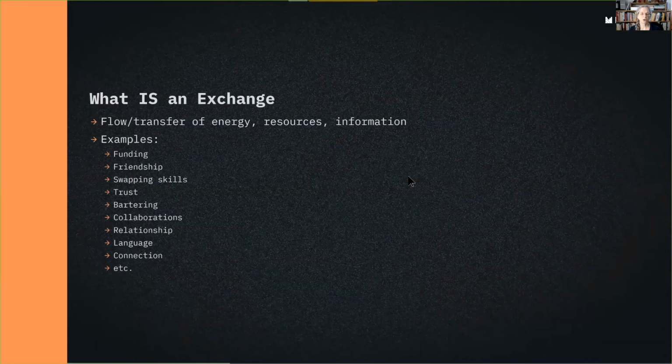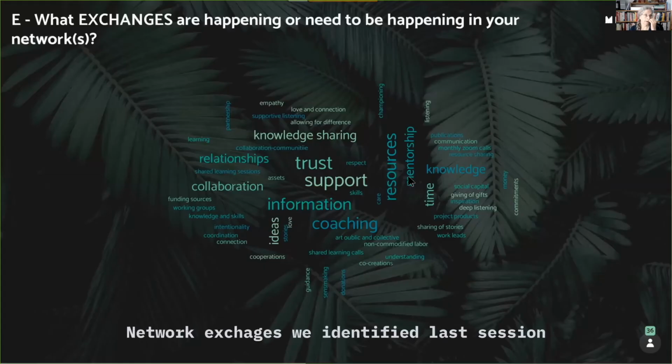And then exchanges. Exchanges are pretty much the lifeblood of a complex adaptive system. They're what makes anything happen. They're the flow or the transfer of energy or resources or information, which can include, in the context of change networks, things like funding, friendship, swapping skills, trust, bartering, collaborations, relationships, language, connection, etc. These are the kinds of exchanges that people came up with last time that are relevant in a change network: trust, support, information, coaching, resources, mentorship, collaboration, relationships. Lots of stuff around relationships and learning and teaching and sharing information.